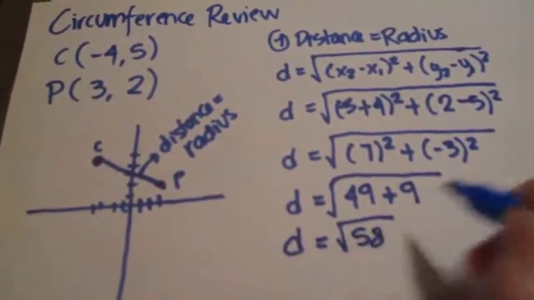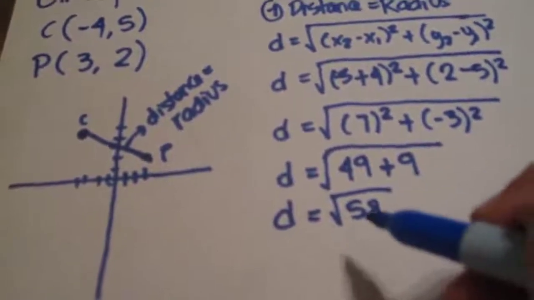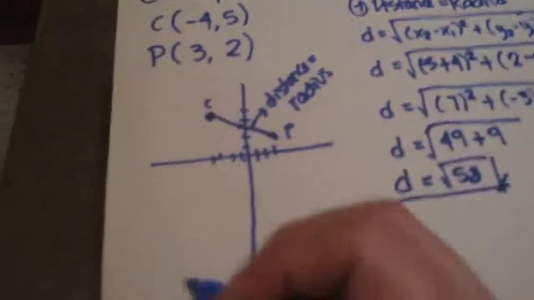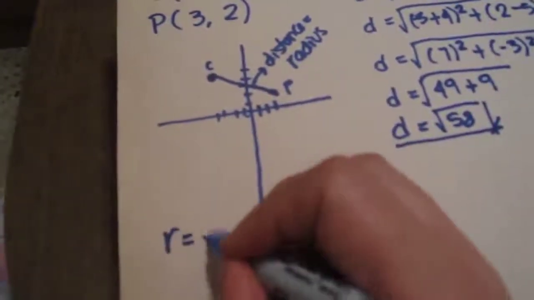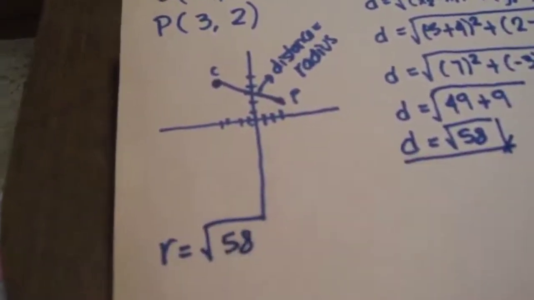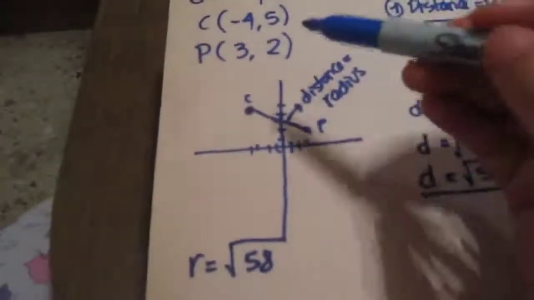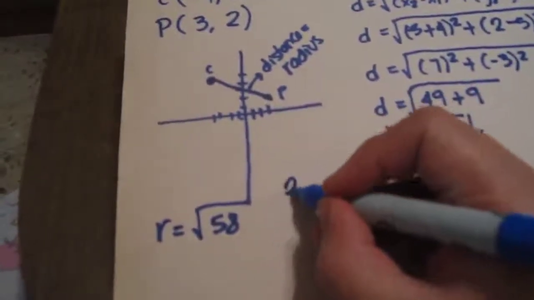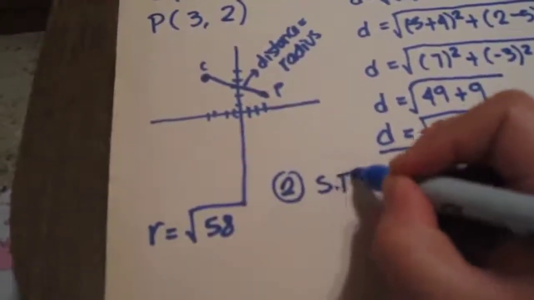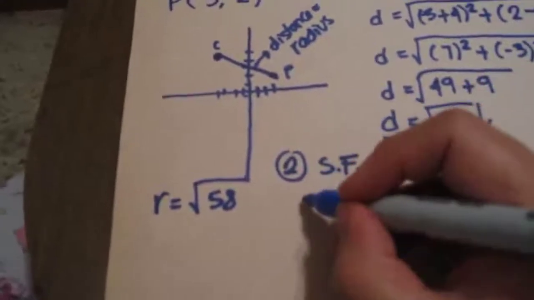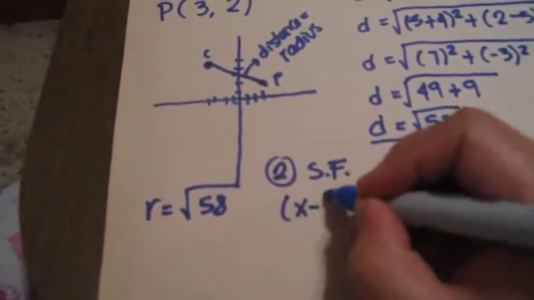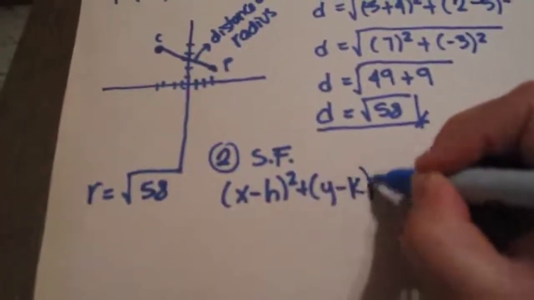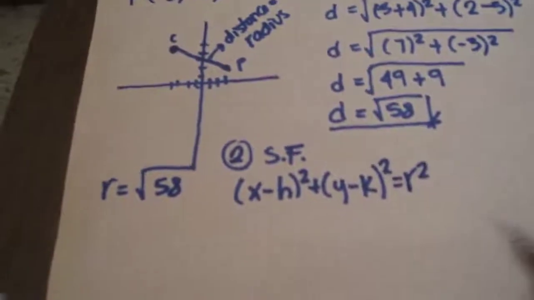If you don't have a perfect square root, please leave the radical as an answer. The distance equals the radical of 58. So your radius length is the radical of 58. And now you have the center and you have the radius. The second thing you need to do is find the standard form. Remember, the standard form is (x minus h) squared plus (y minus k) squared equals the radius squared.